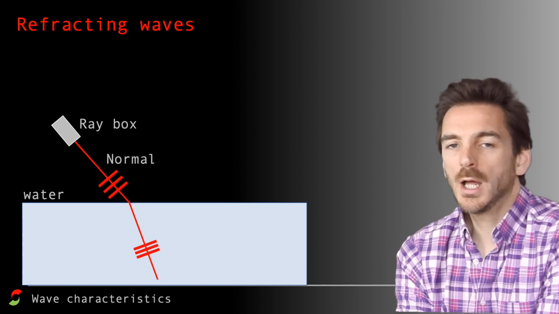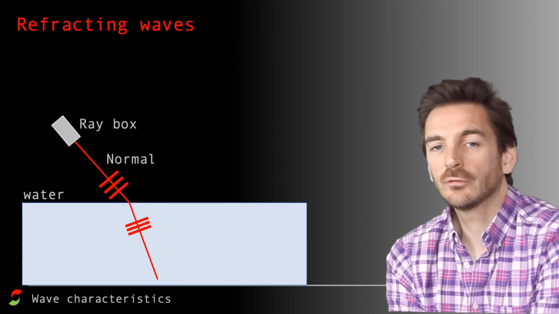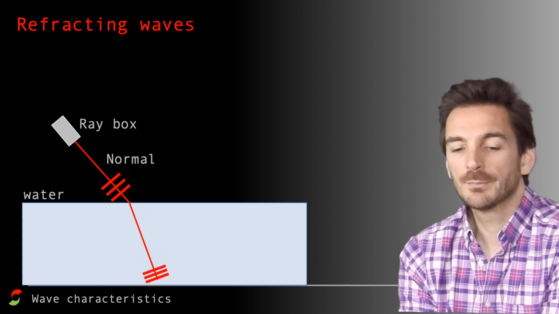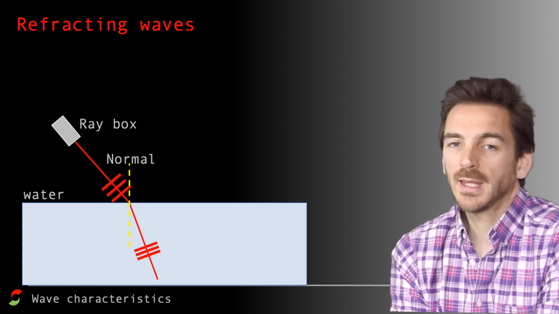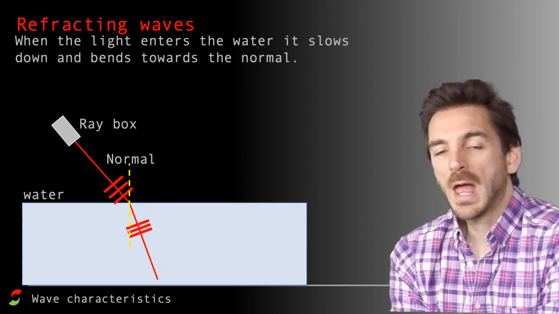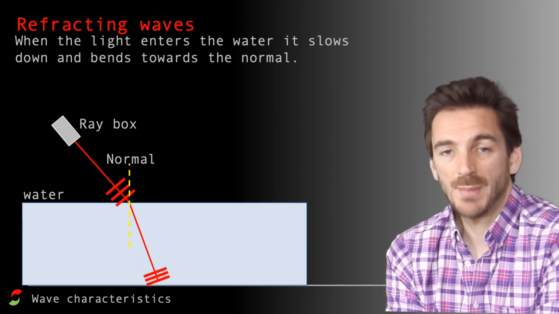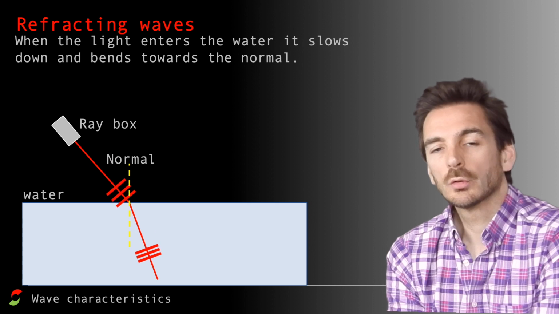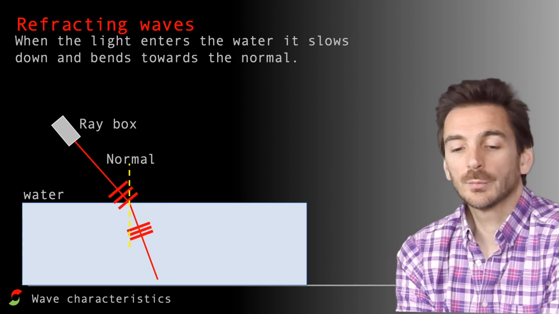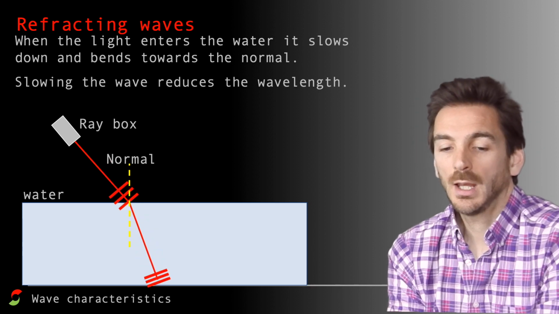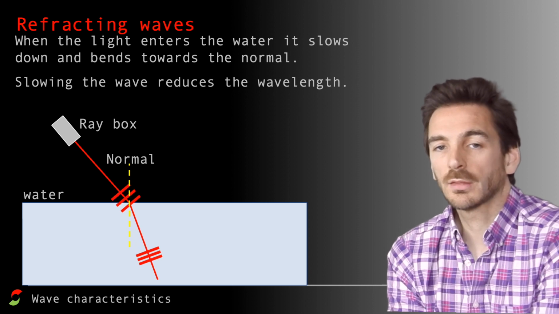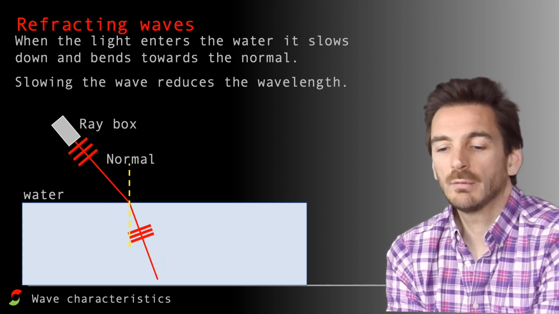So if we draw a normal to the point in which that ray of light is entering the water, what we can also say is that the ray of light has refracted or bent towards the normal. And that's caused by slowing down. And that means also that the wavelength has reduced during that refraction.